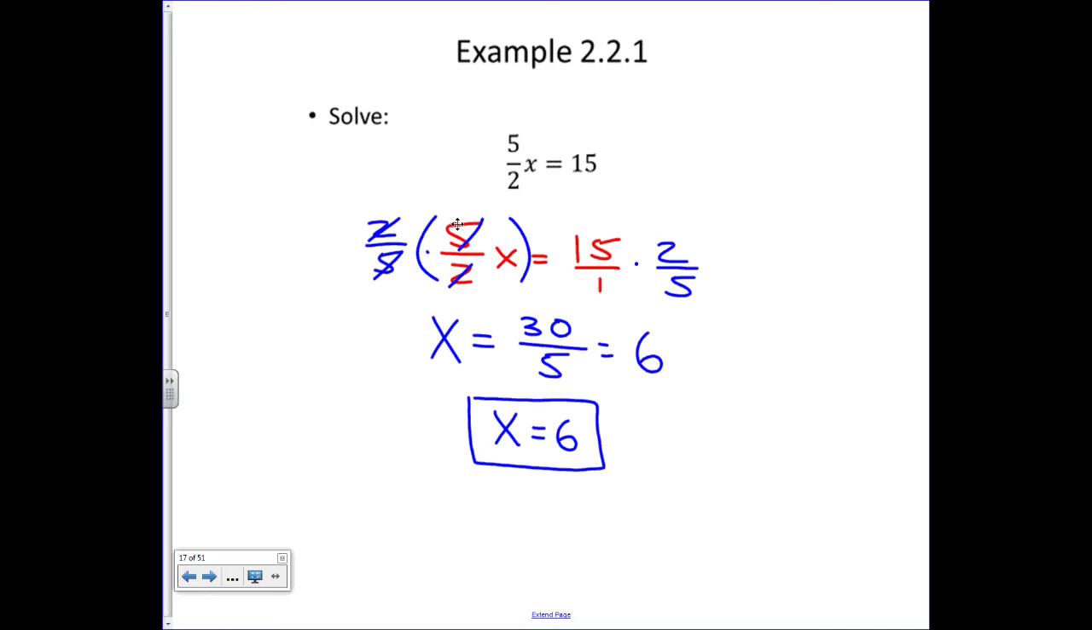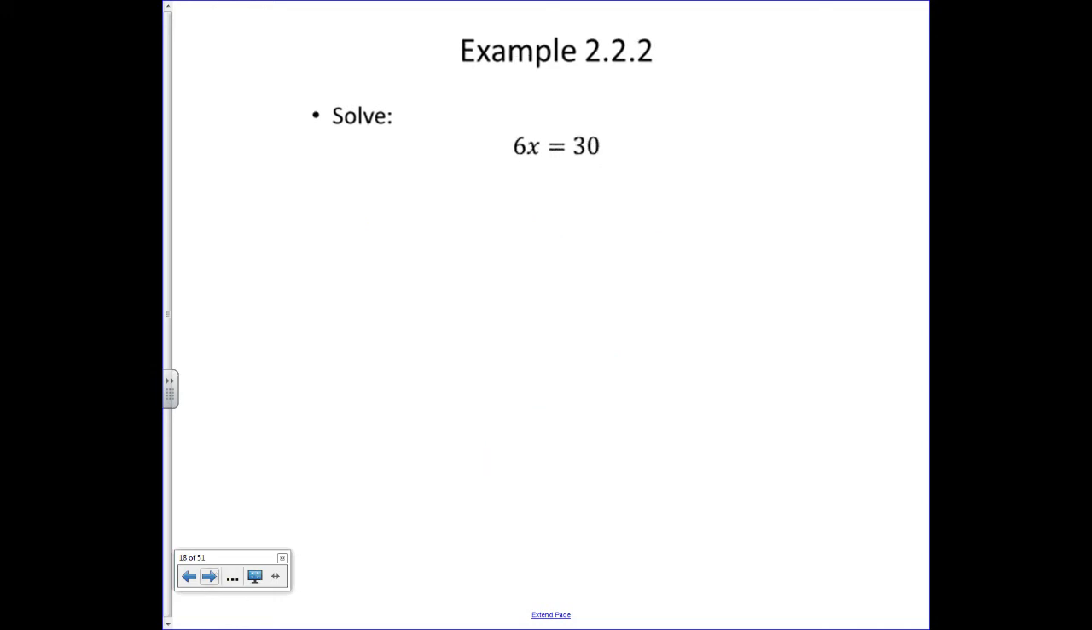Let's try another example. 6x is equal to 30. Now, the reciprocal of 6 is 1 over 6, and technically we could multiply both sides by 1 over 6. But it's just as easy to think about this problem as division. So we're going to divide both sides by 6. If we divide both sides by 6, 6 divided by 6 is 1, and we're left with 1x. And 30 divided by 6 is 5.